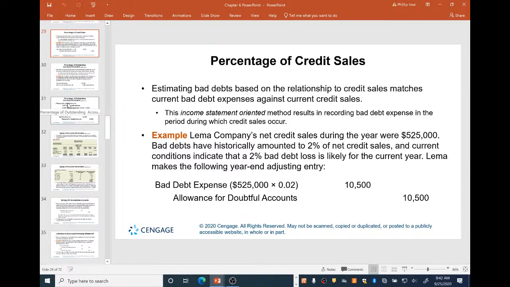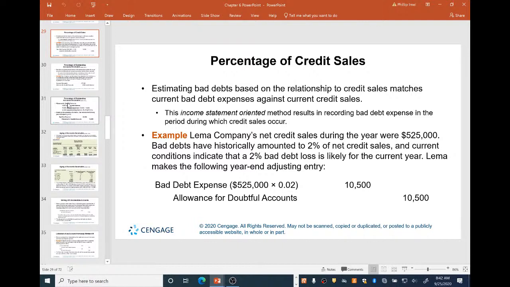First method, the percentage of credit sales. Estimating bad debts based on the relationship of credit sales matches current bad debt expenses against current credit sales. So once again, that's the matching concept coming back into play. The income statement method results in recording bad debt expense in the period during which credit sales occur.